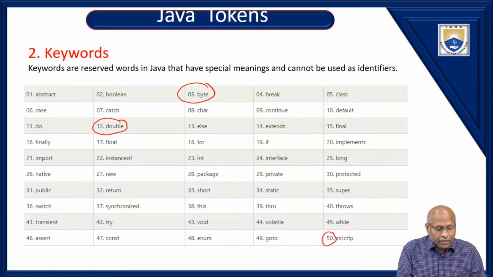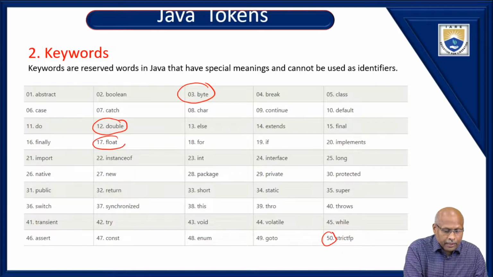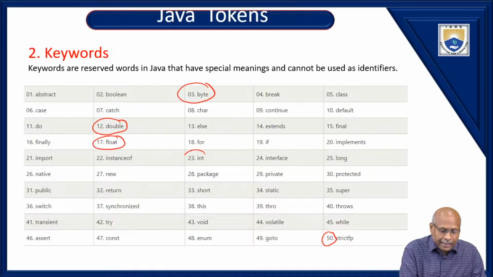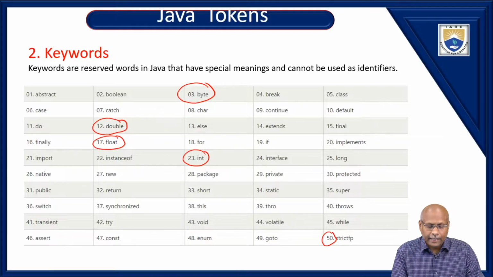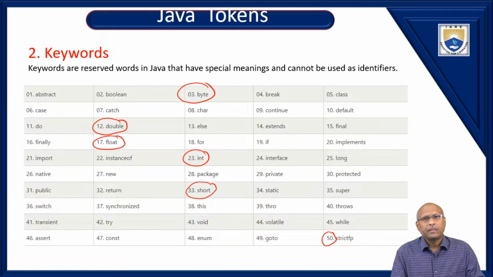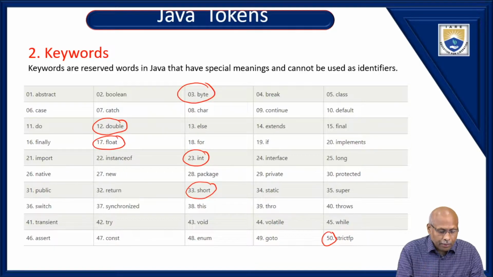Similarly, there is another keyword called float, to represent a float variable. Similarly, there is another keyword called int to specify it is a data type. Similarly, there is another keyword called short. These are the keywords related to data type. So that means in the set of 50, you will find a set of keywords related to data type. Similarly, one more keyword related to data type.